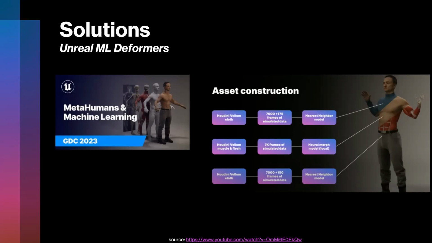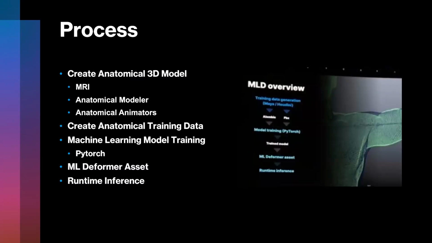And that generates the outputs, which you'll see in a second, is the anatomy on a character. Okay, so I want to talk about the process. The process to create these is very simple. You create an anatomical 3D model. You can create it using MRI data, an anatomical modeler. Arthrex has modelers that are dedicated to this that create the full anatomic model.